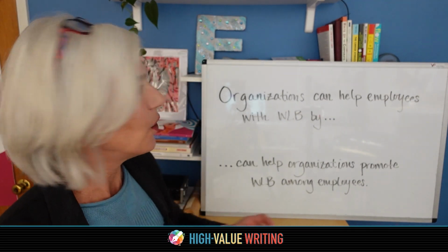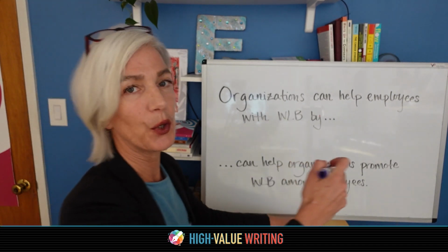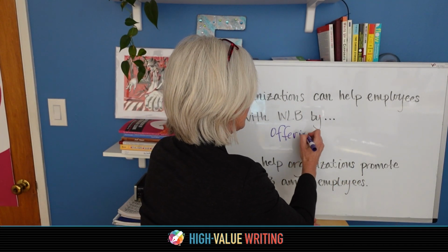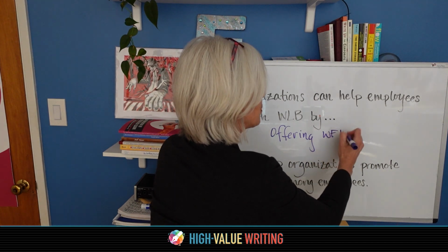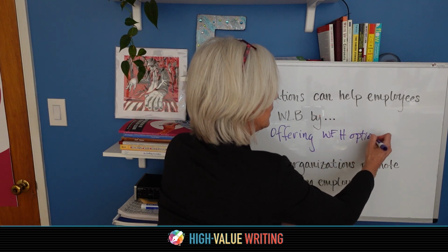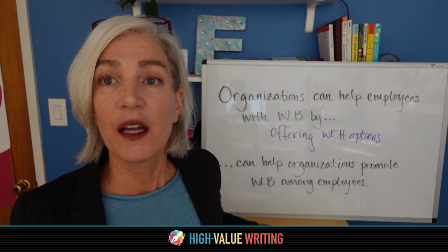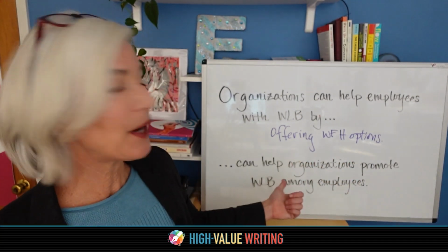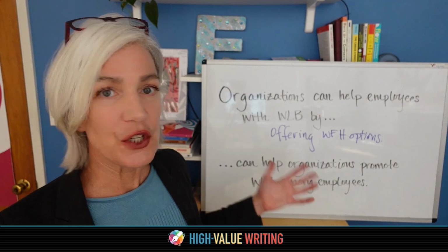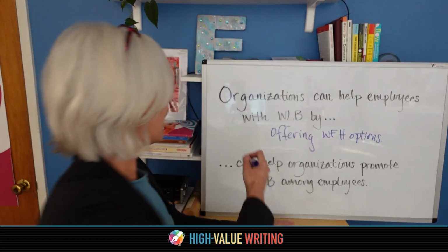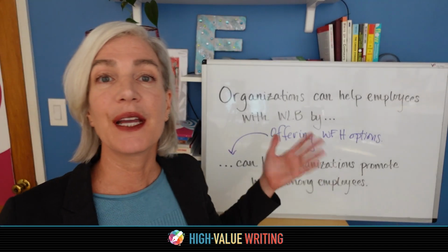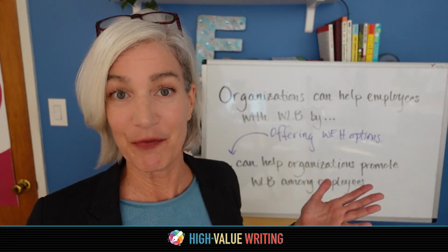I'm going to say organizations can help employees with work-life balance by offering work-from-home options, let's say. And then I might even spell out in my essay what those are. If I want to take the other order approach, that's going to be equally good. Offering work-from-home options can help organizations promote work-life balance for employees.